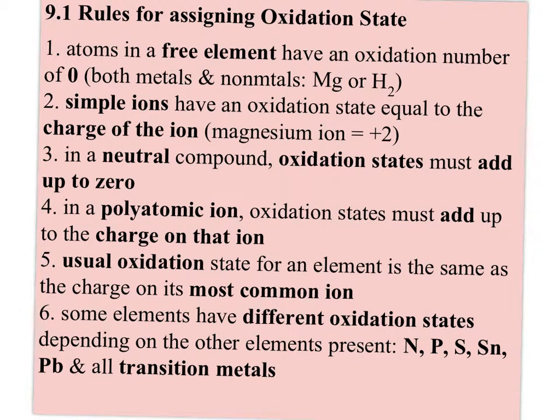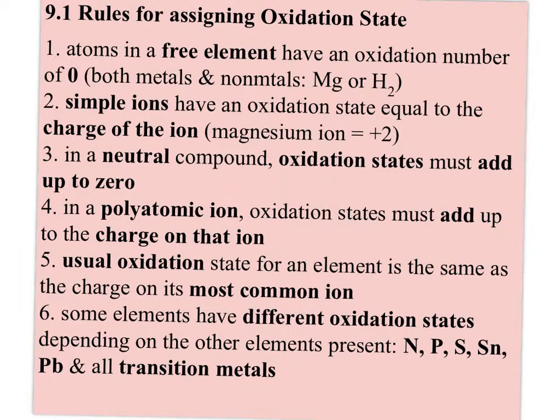So here's the basic rules for assigning oxidation state. Atoms in a free element have an oxidation number of 0. And this is true whether it's a monatomic metal or a diatomic nonmetal. Mg has an oxidation state of 0. H2 has an oxidation state of 0 also, because in its elemental state, it hasn't gained control and hasn't lost control of its electrons. The control is perfectly equal or balanced, whether there's one atom or two in its elemental state.